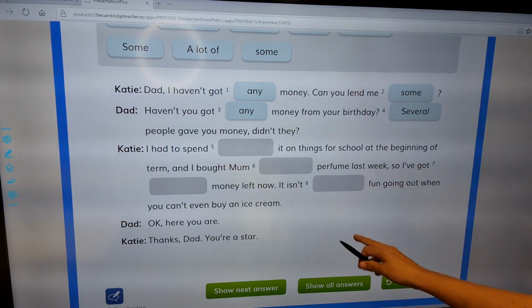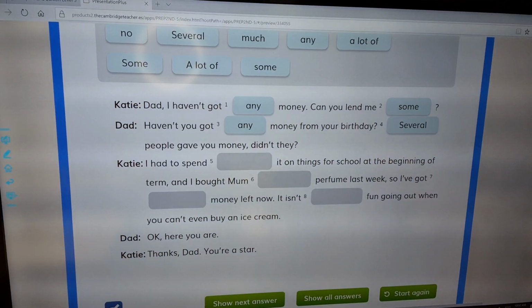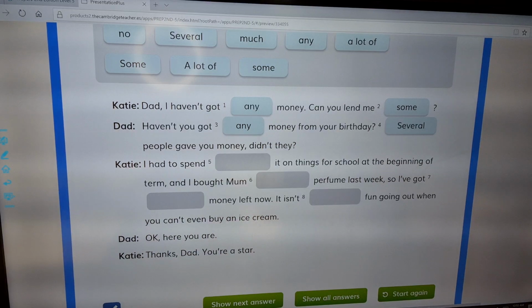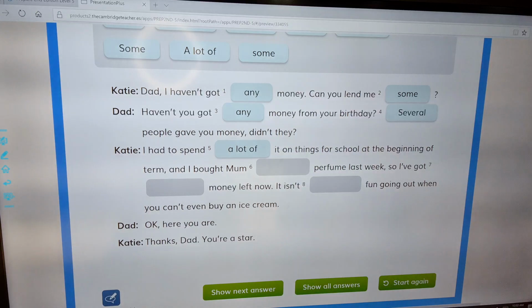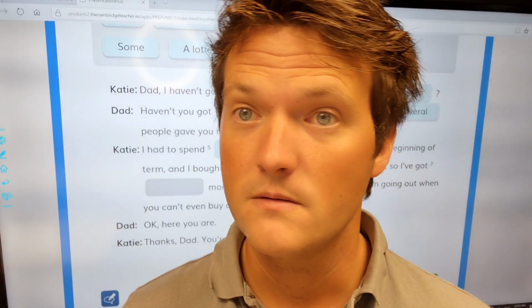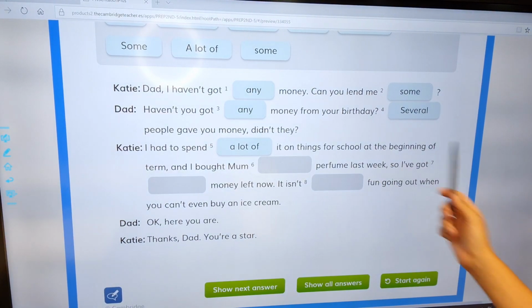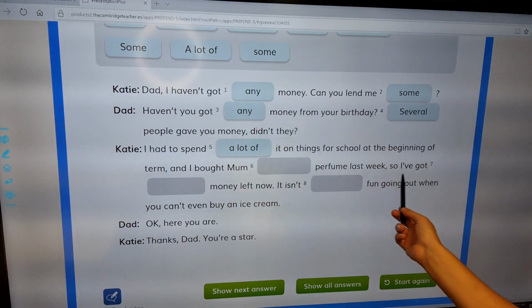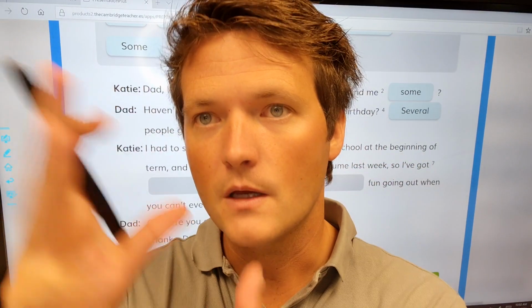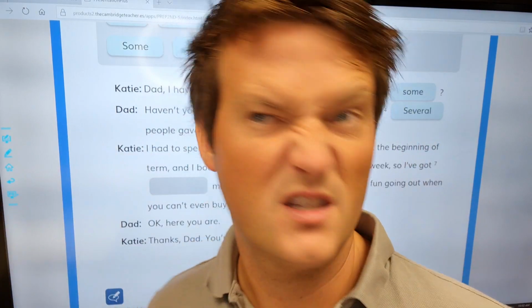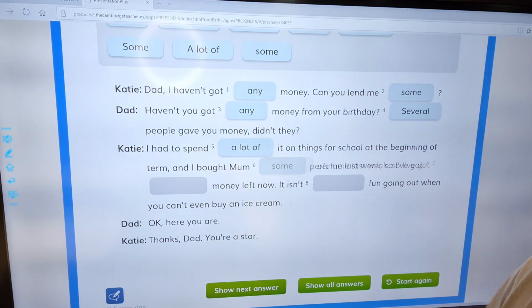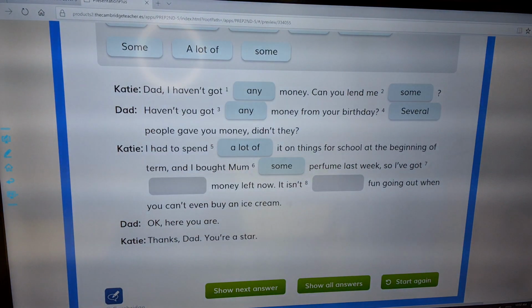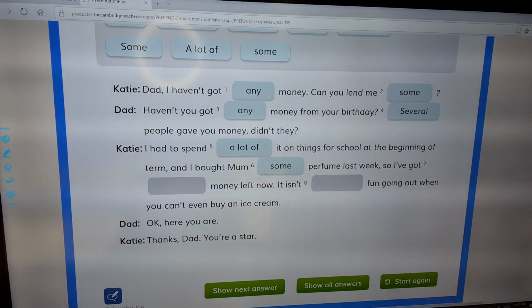I had to spend it on things for school at the beginning of term. I had to spend maybe a lot of it. Yeah, I had to spend a lot of it. Most of it went on that. I had to spend a lot of it on things for school at the beginning of term, and I bought Mum perfume last week. Uncountable thing. I bought her some perfume, I guess. Yeah, I bought some perfume last week, so I've got money left now.